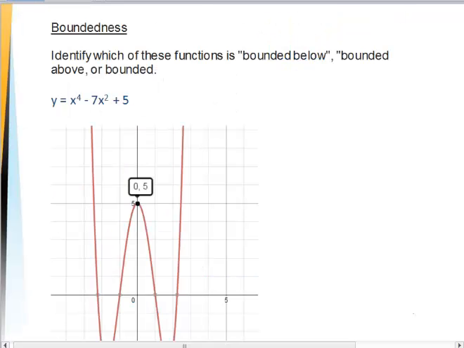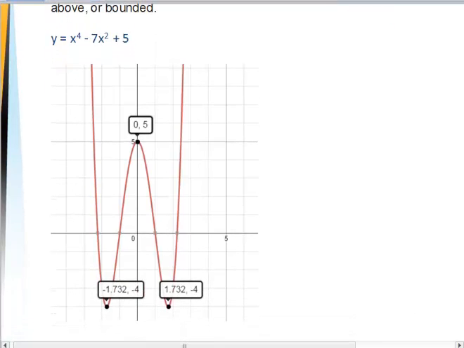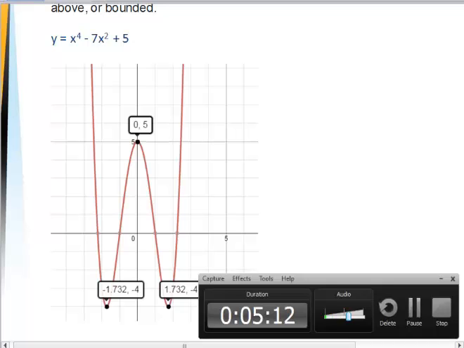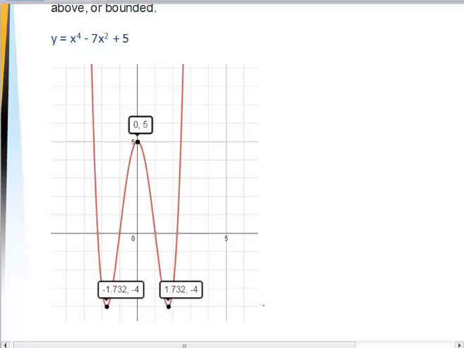Now we jump ahead to the idea of boundedness, the idea of a function being bounded above or below. So what you basically do is you look at the graph and see if there is a boundary which the function will not cross. On this graph right here, we clearly have a lower boundary, and that lower boundary is at -4. So the function never goes below the value of -4.